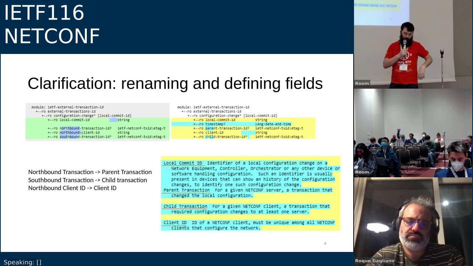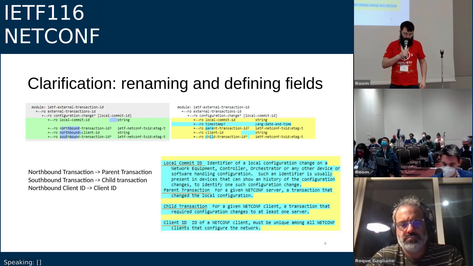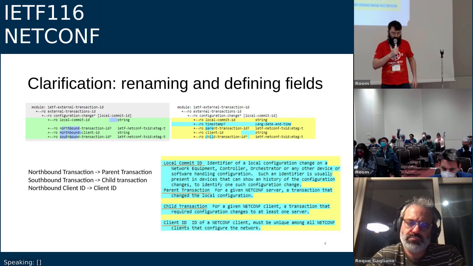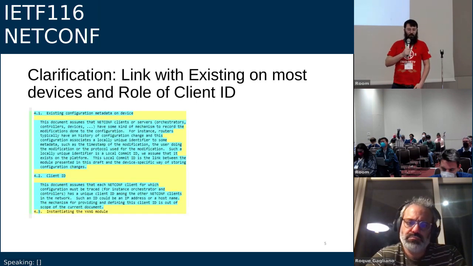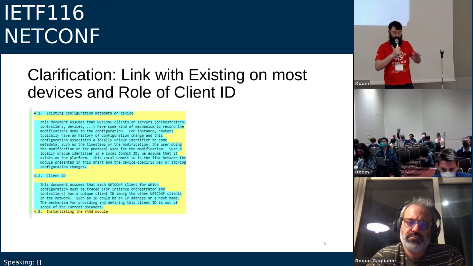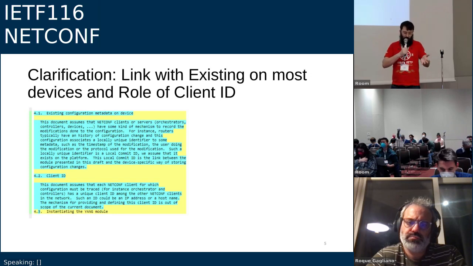The changes were mainly cosmetic, clarifying changes. So changing basically northbound to parent and southbound to child. Next slide, please. Also clarifying the fact that we have this client ID and that it's not really the scope of this draft to explain how we get the client ID, but we need to have a kind of client ID. It should be part of some kind of inventory. Next slide, please.